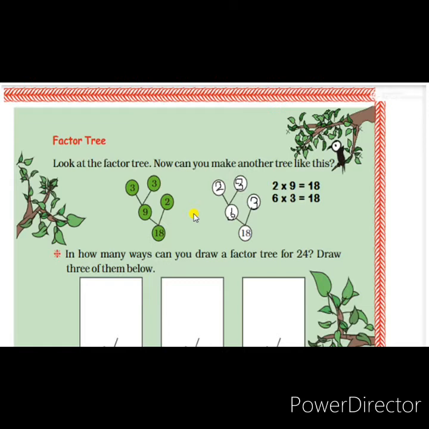Here see, 18 is a composite number. We are finding the prime factors of this 18. We can convert these numbers into prime factors. So finding the prime factors of a composite number is called prime factorization. In the tree method, like the branches of a tree, in this way also we can find the factors of a composite number.